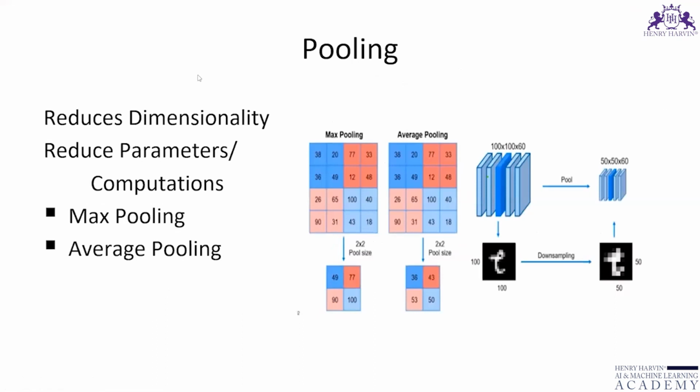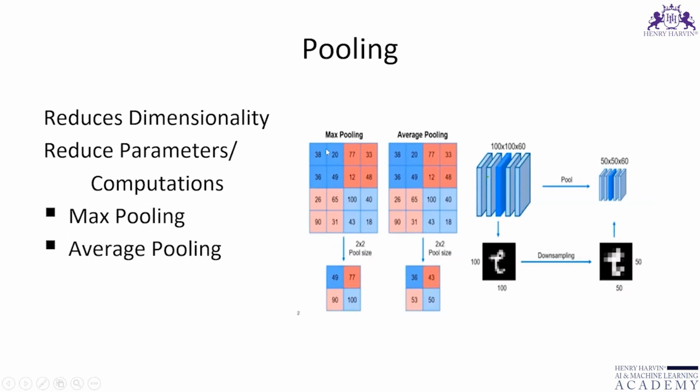In pooling, what do we do? Pooling reduces dimensionality. Basically, it reduces parameters or computations. When we study pooling, there are two types: one is maximum pooling and another is average pooling. Like we have got this output, okay?